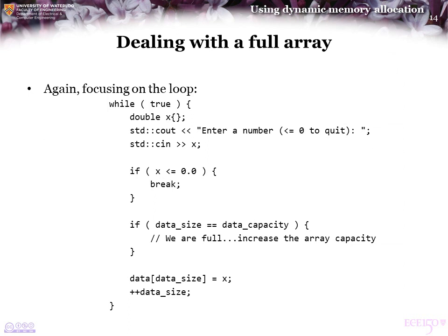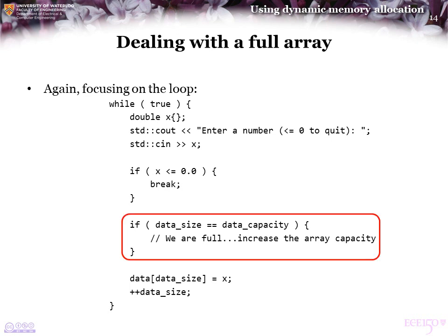So again, focusing on this loop, the user has entered the next datum. However, if the array is now full, that is, we've entered in as many values as the array has capacity for, then we have to do something. We have to increase the array capacity in some way. Once we've done this, then hopefully we can just continue executing the next statement to store the next datum in the next available entry. But we have to increase the size of the array first.